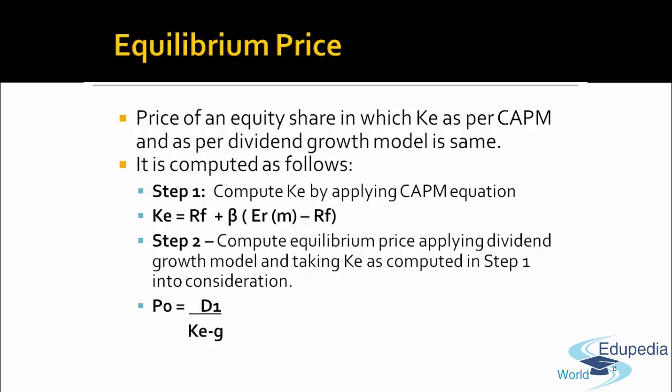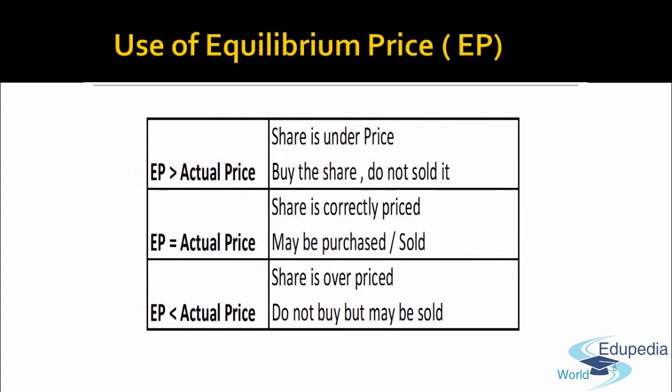To compute the equilibrium price, we first compute the expectation of the equity shareholder using the CAPM model. Using that expectation, we compute the price of the share, which is the intrinsic value, using the Gordon growth model. We studied all these things in cost of capital. So if the equilibrium price is more than the actual price, we say that the share is underpriced, and you can buy that share. When it is less than the actual price, it should not be purchased, but we can sell that equity share. And if it is equal to the actual price, then we say that the share is correctly priced.